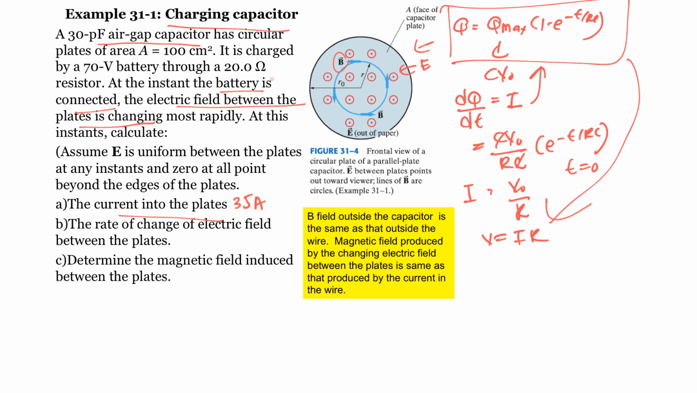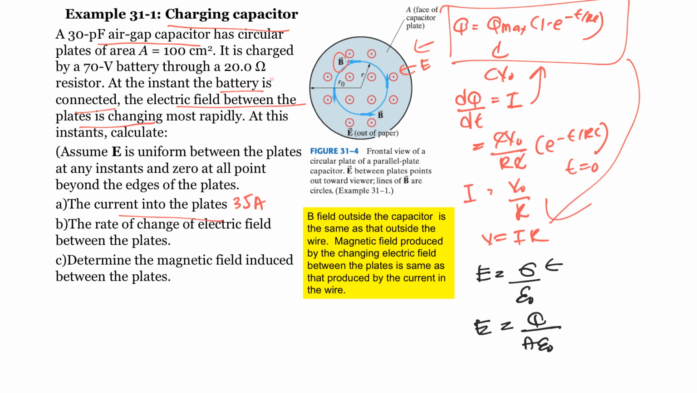So it means that, okay, what is the formula for two plates which have a very small separation and a very large dimension of area? It's going to be E equals sigma over epsilon naught. So this sigma is basically charge per unit area.